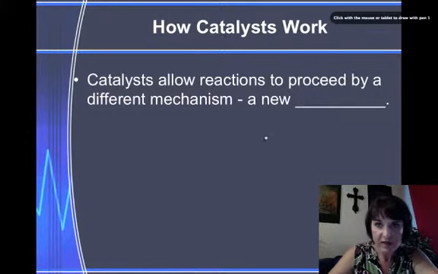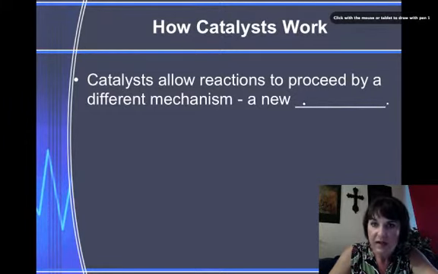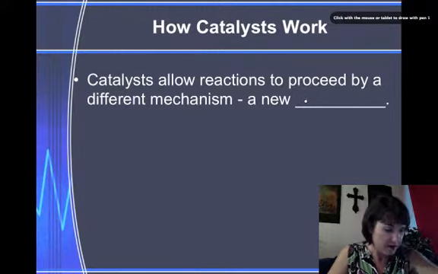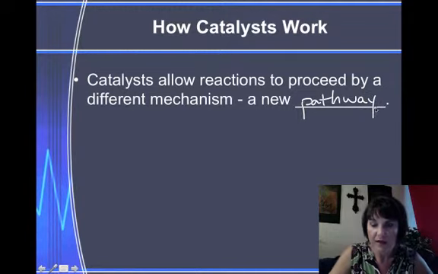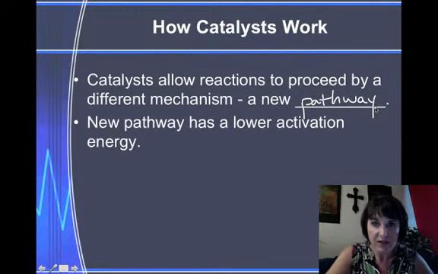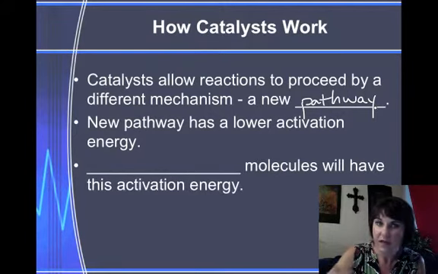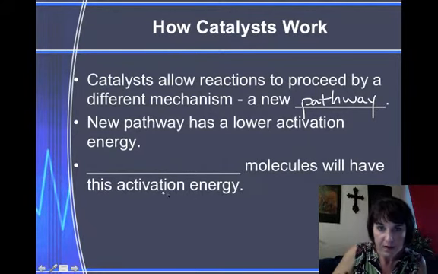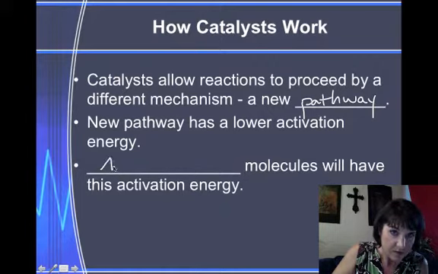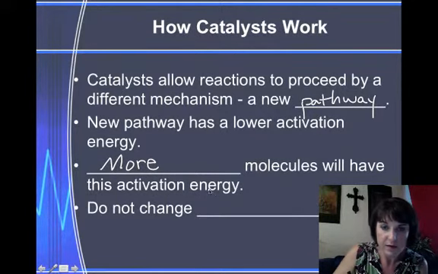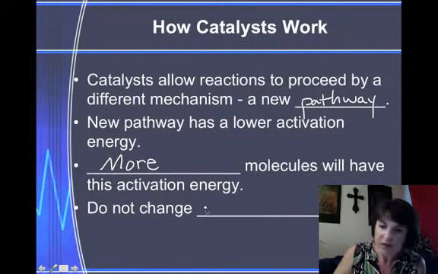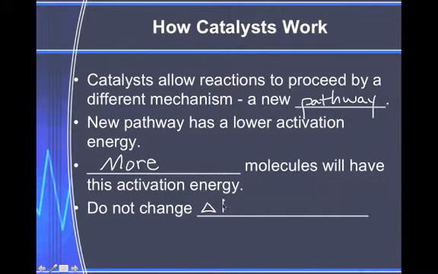So catalysts work because they allow reactions to proceed by a different mechanism. So we get a new pathway for our energy to follow, and the new pathway has a lower activation energy. That's why the catalyst makes the reaction go faster. Since the pathway is lower, more molecules will have this activation energy, and the reaction can proceed at a faster rate.